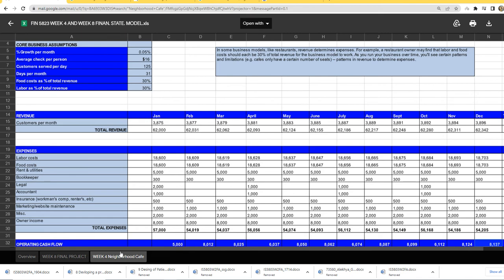Next, we can see that food cost and labor cost are two different values, and they are both 30% here.